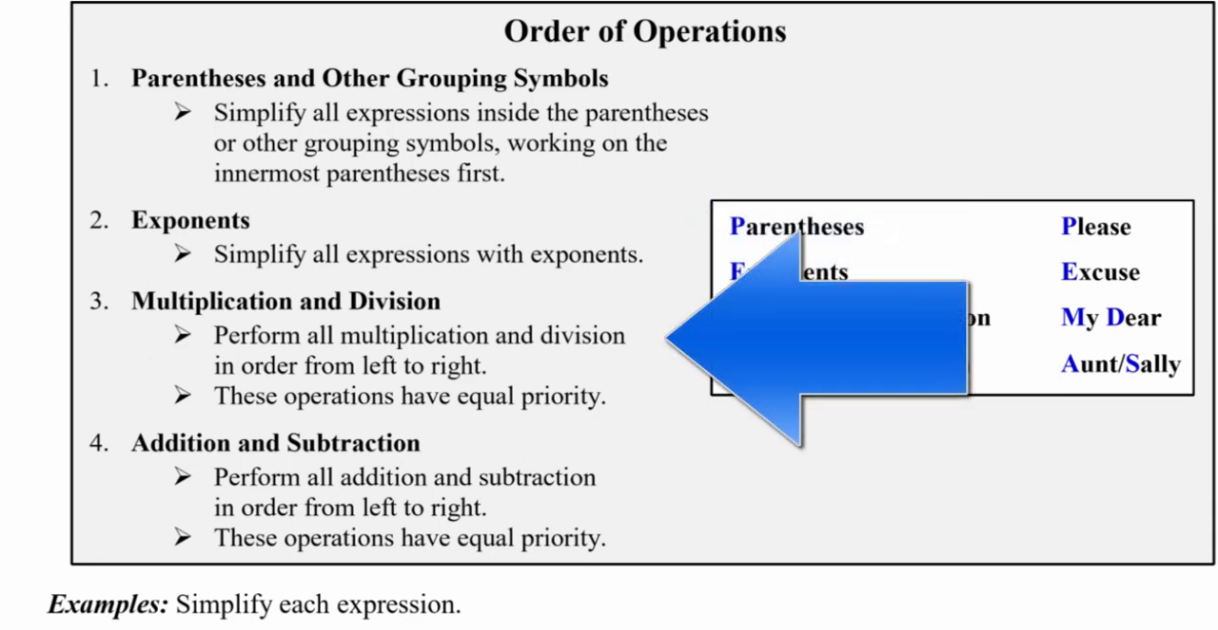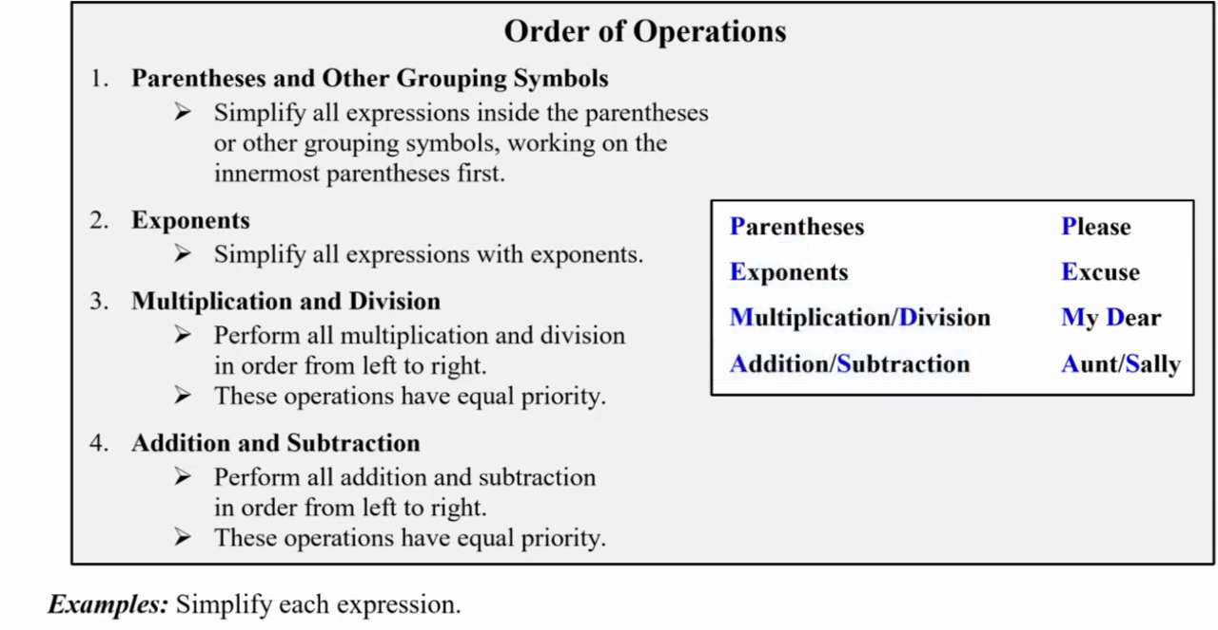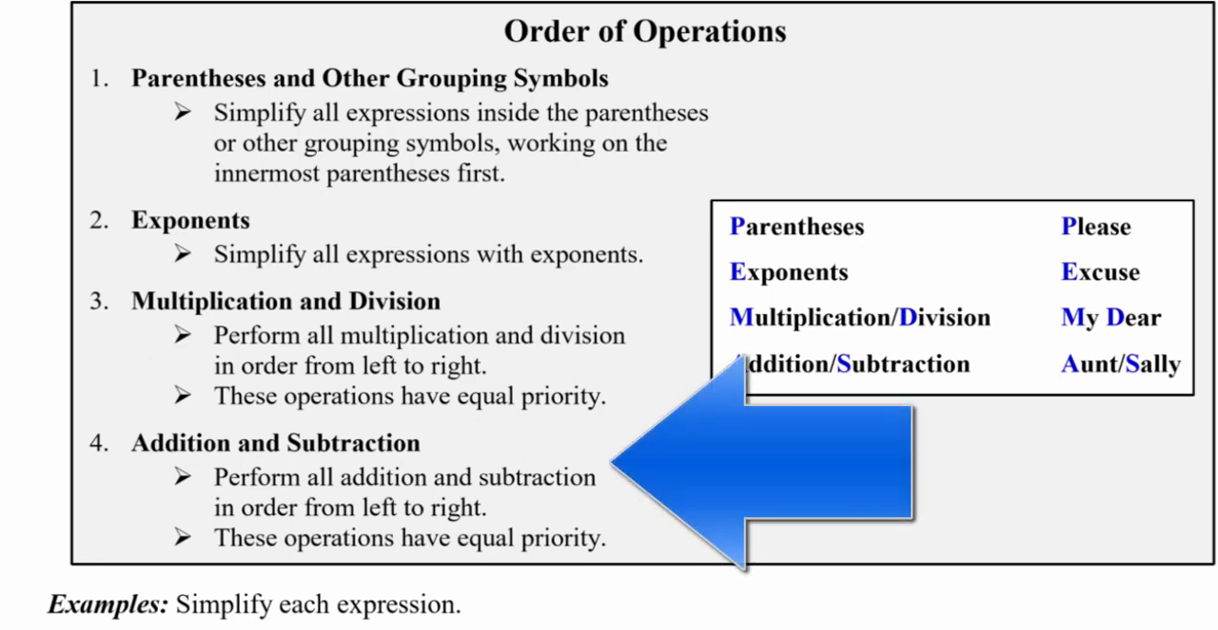The my dear, the MD, this represents multiplication, division. So we're going to perform all the multiplication and division that's found in the expression, and we're going to go in order from left to right. So you want to make a note here that the my dear, those operations have equal priority. Multiplication, division, same priority, go from left to right. And the Aunt Sally represents addition, subtraction. So you want to perform all your addition and subtraction in order from left to right.